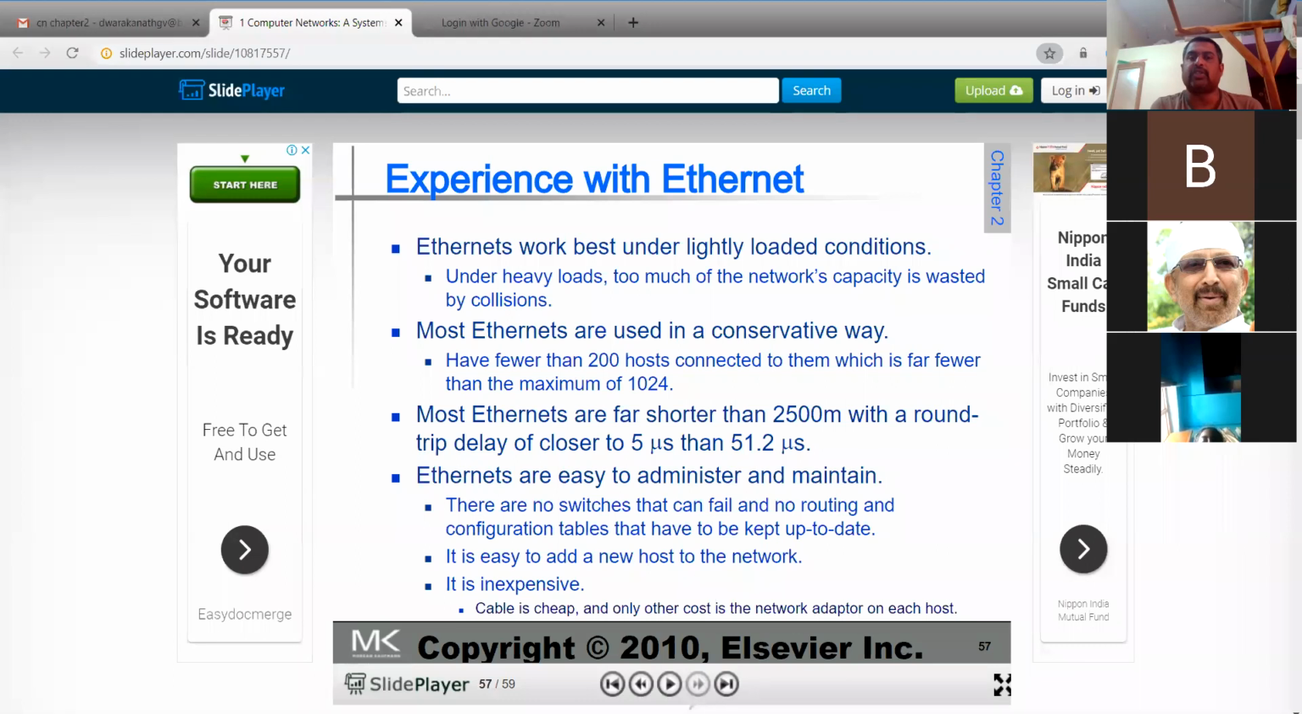Most Ethernets are far shorter than 2500 meters, with a round trip delay of closer to 5 microseconds than 51.2 microseconds.